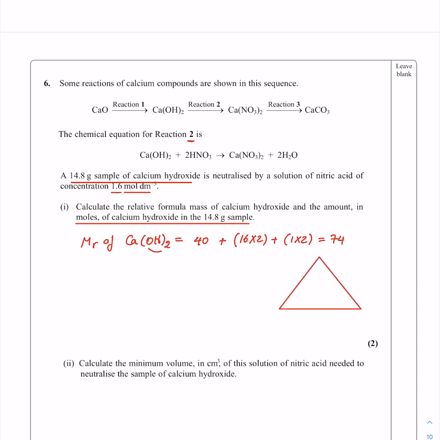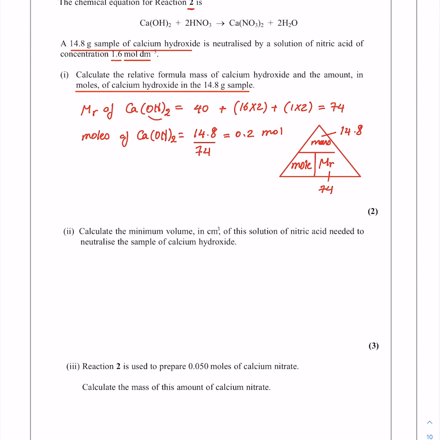The formula that relates moles to mass and Mr is moles equals mass over Mr. Here we have the mass as 14.8 and the Mr we calculated is 74. So the moles of calcium hydroxide equals mass 14.8 divided by Mr 74. This gives me 0.2 mole. Double I.